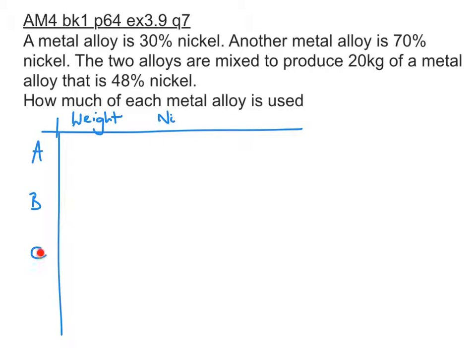So for the alloy that we want to get, we know we're going to get 20 kilograms, and because it has a 48% nickel rating, the actual amount of nickel is going to be 0.48 lots of 20, which is equal to 9.6 kilos of nickel.